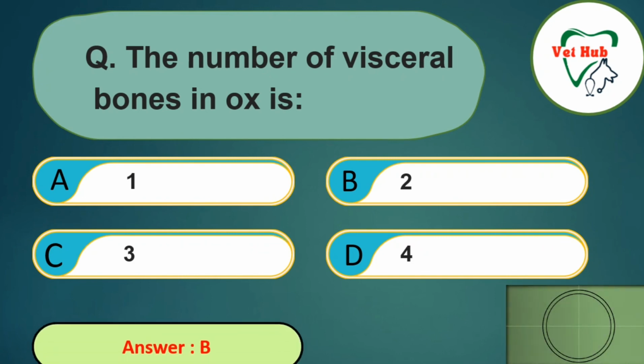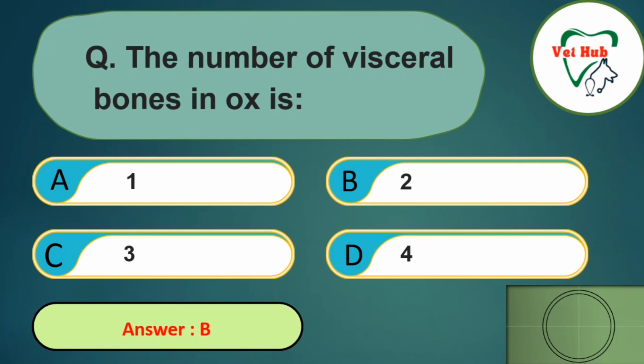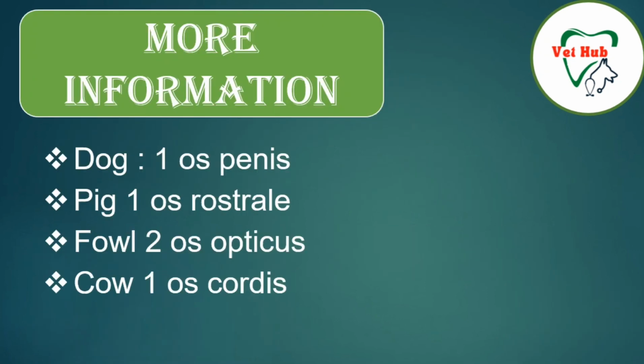And the correct answer is option number B, 2. The visceral bone present in dog is 1, that is os penis, and in case of pig it is 1, that is os rostrale, in fowl 2, os opticus, and visceral bone of cow is one, that is os cordis.